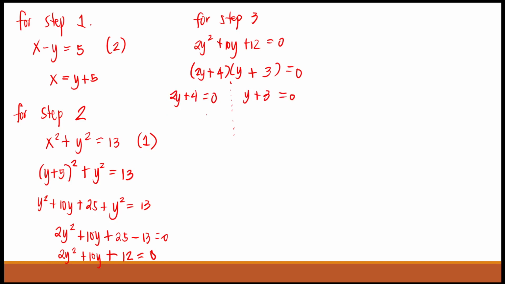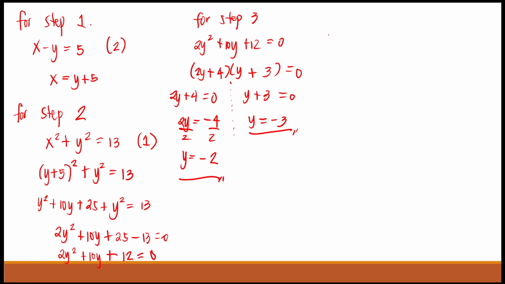So we get the roots of the equation to be y equals, okay. Transpose positive 4, we get negative 4. Divided by 2, and y equals negative 2. On the other hand, transpose positive 3, we get negative 3. So we have two solutions for y. We have y equals negative 2, and then y equals negative 3. That is the result for step 3.